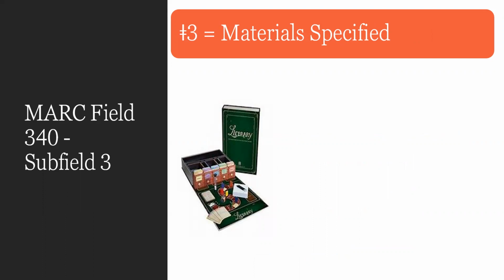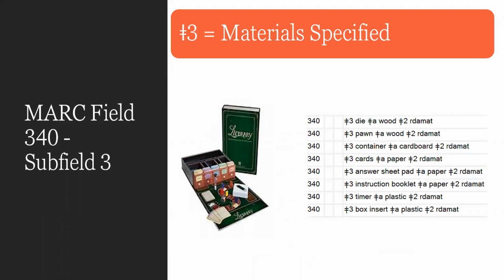We started with our library game, so let's take a look at the 340s as Katie did them in their full format. So if you recall, Katie listed wood, cardboard, paper, and plastic as our material base, but here we can break that down just a little bit more and differentiate between the items. Here Katie has noted that the die and the pawn are made of wood, the container was cardboard, the answer sheet pad and instruction booklet from paper, and the timer and box insert from plastic. And because all labels are from the material CIL, Katie added RDA mat in subfield 2.